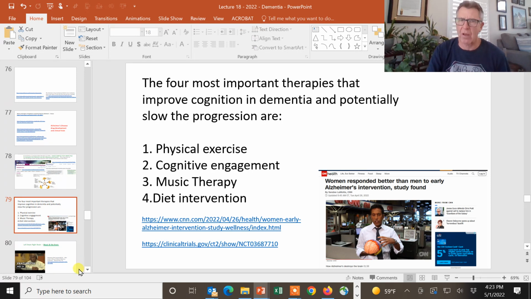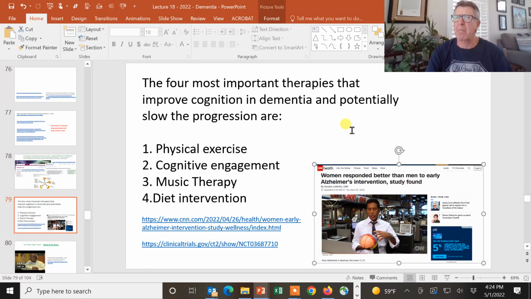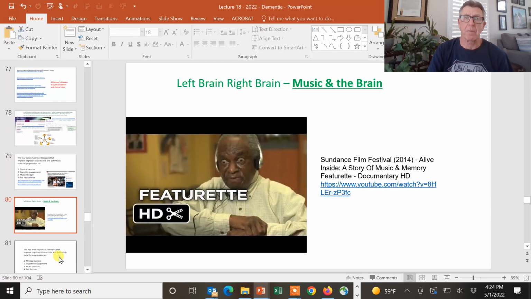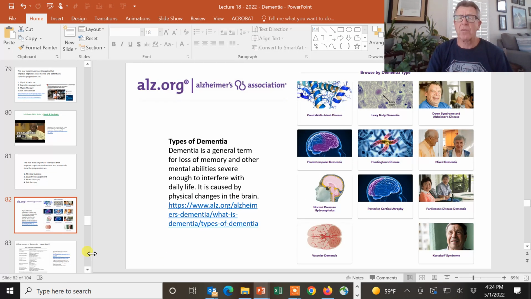We have exercise, we have cognitive engagement, we have diet therapy, dietary intervention, and we talked about this the last day of class. This has to work based on all the mechanisms we've always talked about. They did a big trial and they found that it did work, and it was most effective in women. Remember the very beginning of class, the music in the brain. So it's a pretty exciting time moving forward.